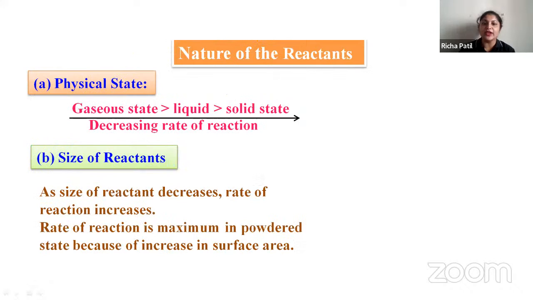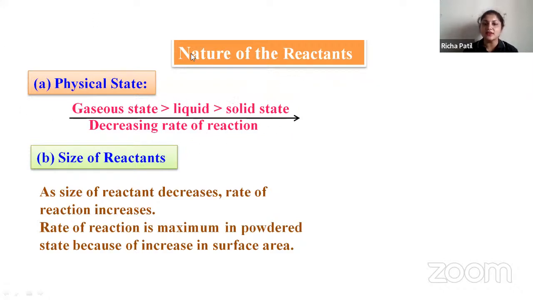So what is the nature of reactants? What type of nature of reactants are used? First, depending upon the physical state, if you have a gaseous state, the rate of the reaction will be more. As you go from gaseous state, then liquid state, then solid state, the rate of reaction goes on decreasing. For gaseous state, the rate of reaction will be more as compared to liquid and then solid state. As you go down this series, there will be a decrease in rate of reaction.